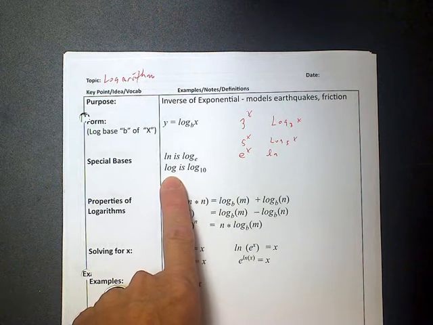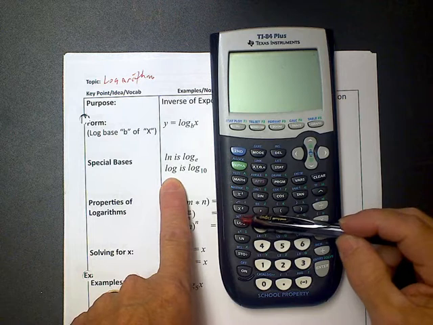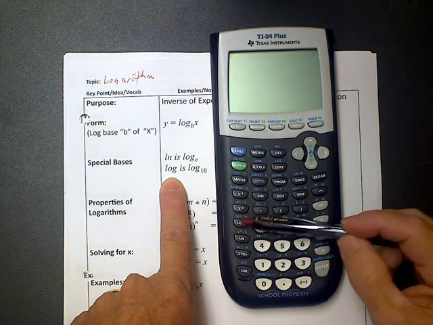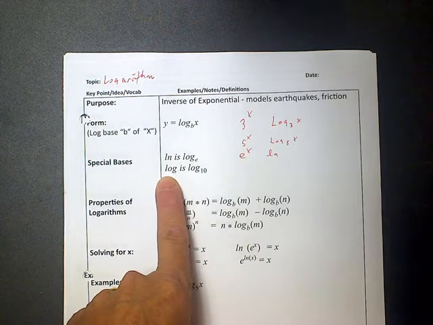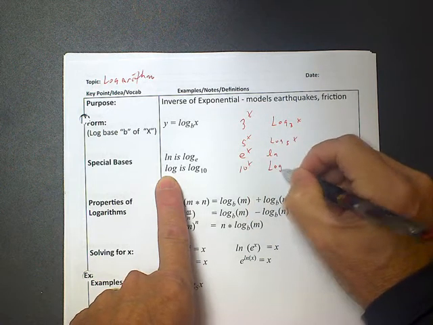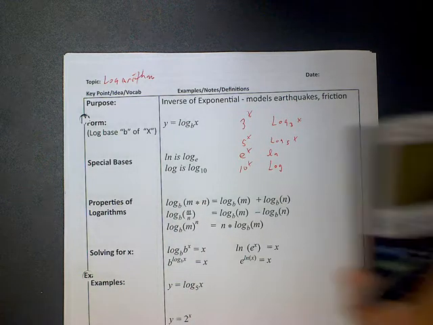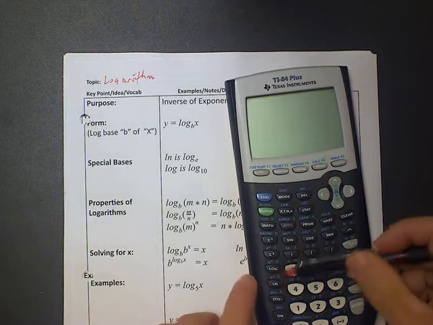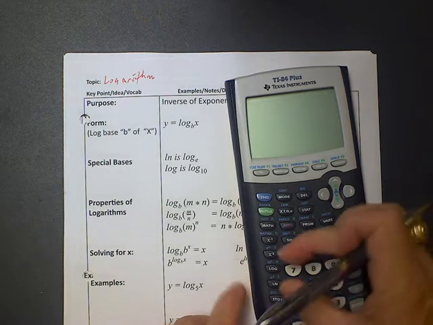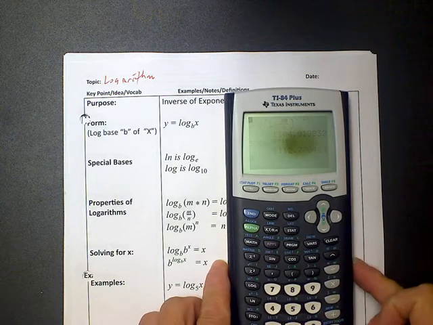And log with no number on it, so if you look at your calculator right here, see this log with no number on it, right there? That is log base 10. So 10 to the x, its inverse is log with no number, otherwise known as log base 10. Your calculator only has log base 10 and natural log on it. All the rest of them, you have to get through this way.